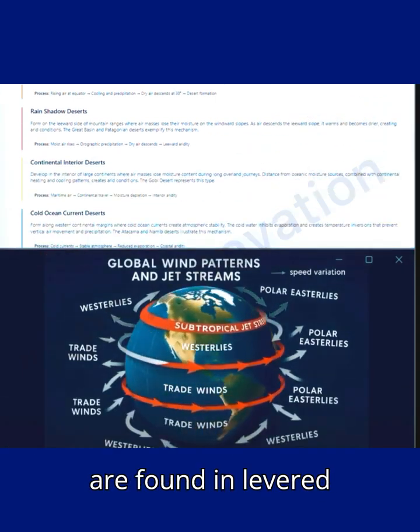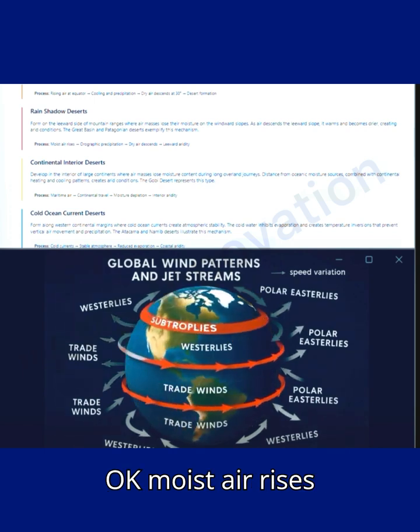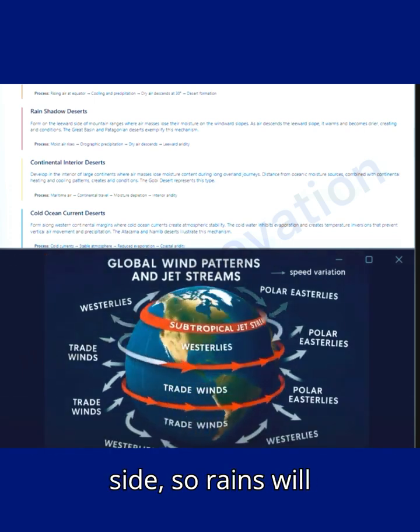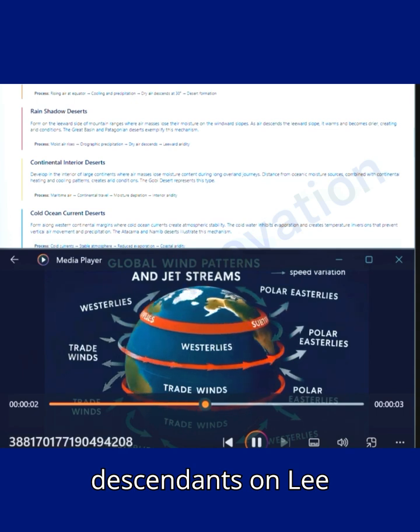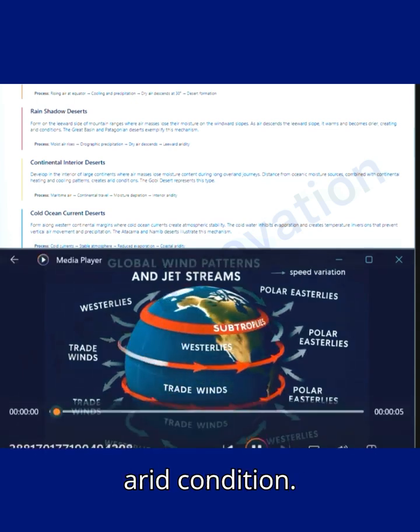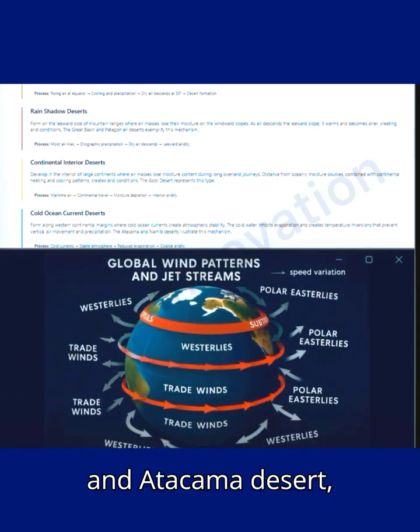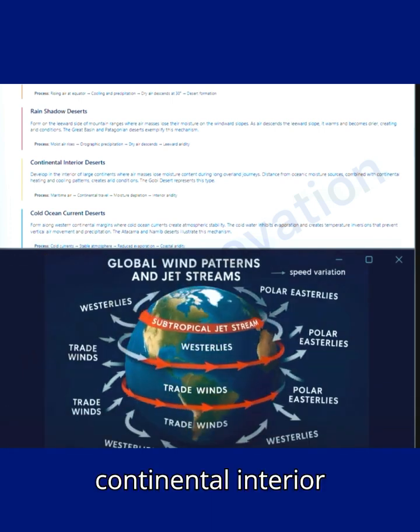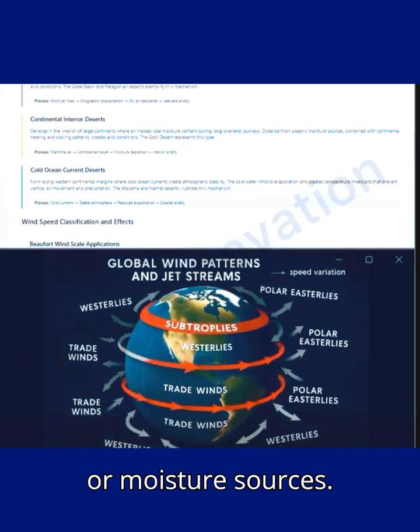But when we come to rain shadow deserts, they are found on the leeward side of the mountain. Okay, moist air rises and cools on the windward side, so rains will occur. Dry air always descends on the leeward side, causing arid conditions. Examples: Thar Desert and Atacama Desert.